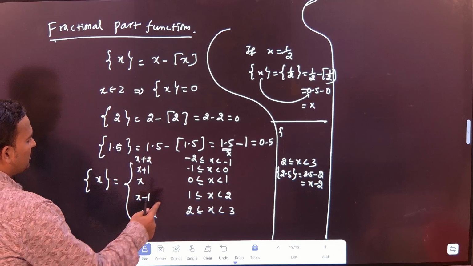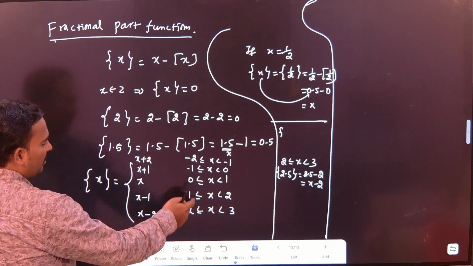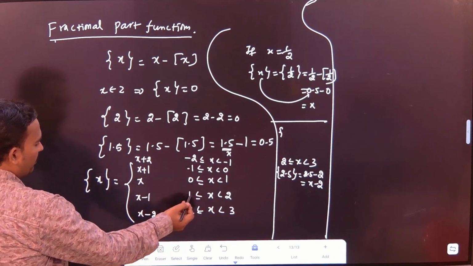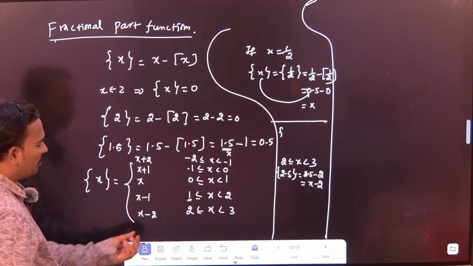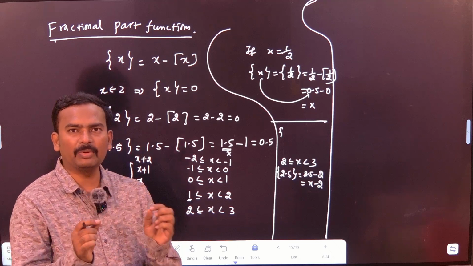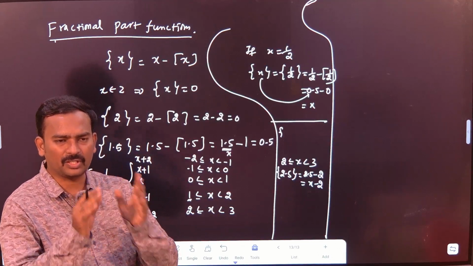So one observation you can see: if you put the minimum value here, you can see the left side of the input value, 0 if you put 0. If I put 1 here, 1 minus 1 is 0. If I put 2 here, 2 minus 2 is 0. So therefore, the minimum value of the fractional part function is 0.